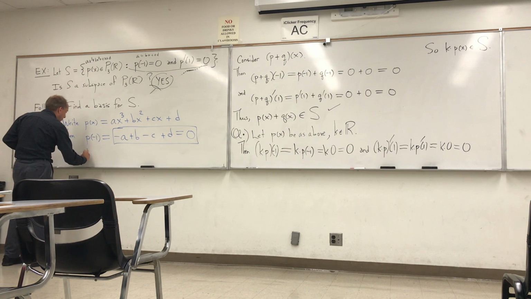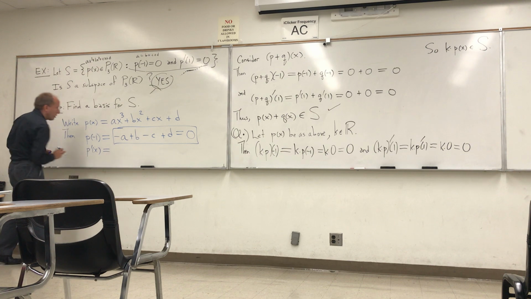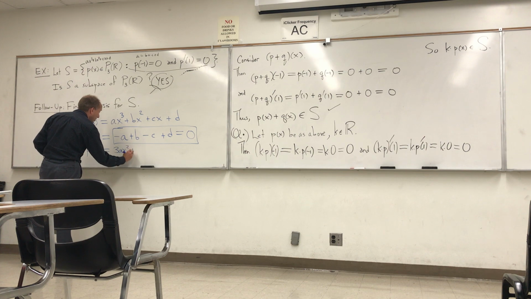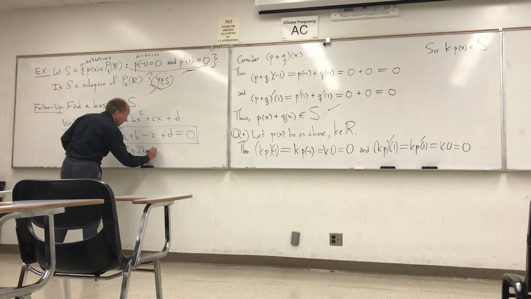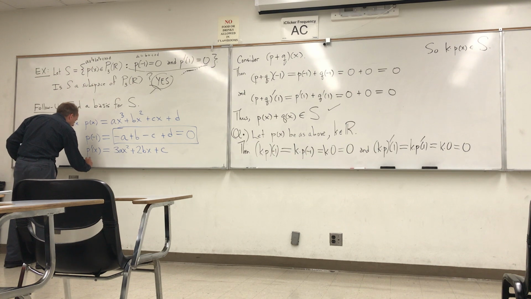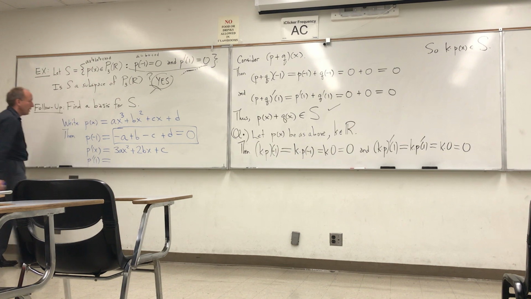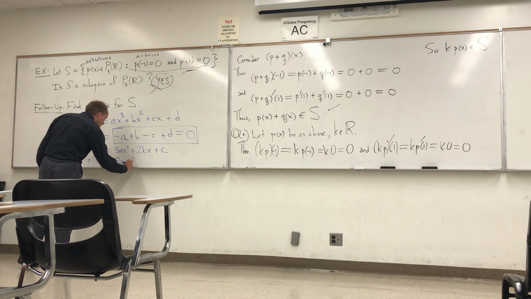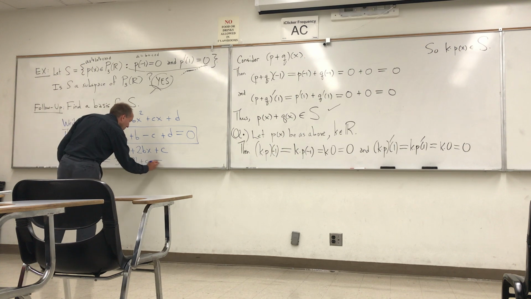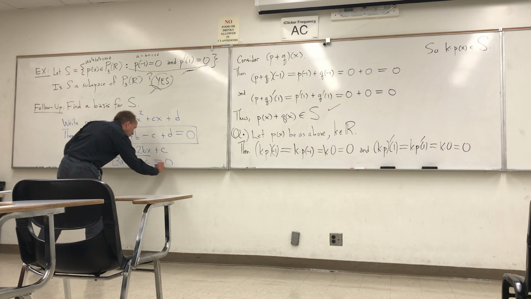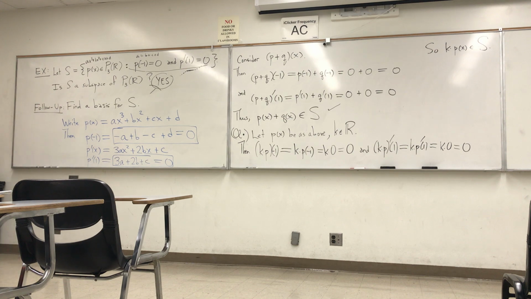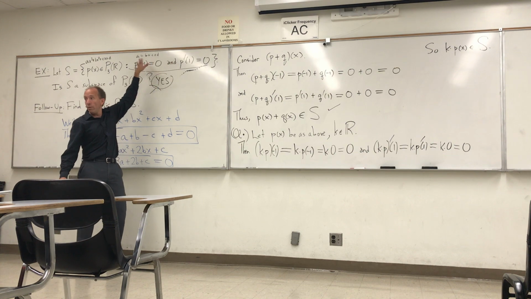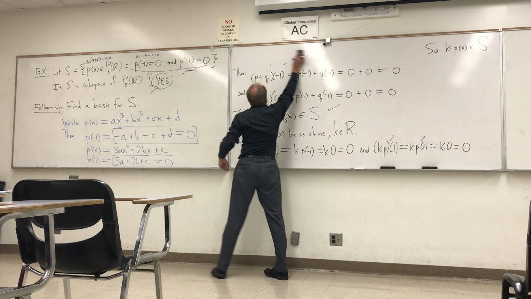And then I also need to figure out the derivative of this polynomial, so I'm just going to use the power rule to take the derivative. I'm going to get 3ax squared plus 2bx plus c, and now I'm going to plug in 1 for x, and I get 3a plus 2b plus c, and of course that's also supposed to equal 0. So in those two boxes, we have the conditions on the coefficients that come from the original set S. So that's what we're going to be working with.